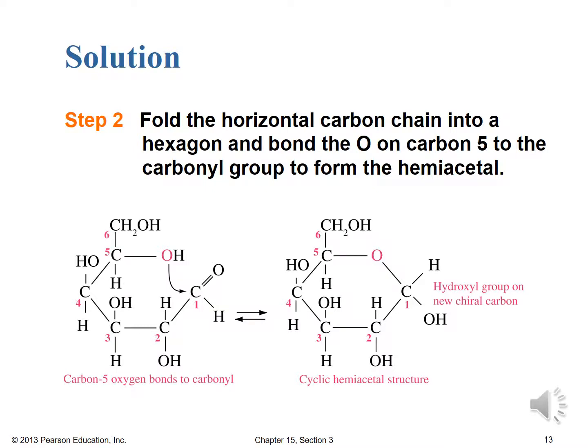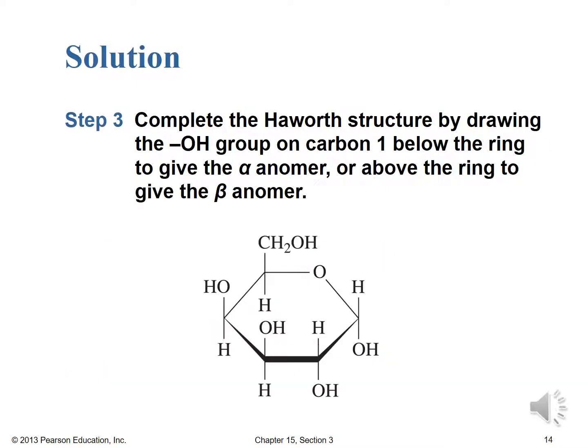And finally, in step 3, you complete the Haworth structure by drawing the OH group on carbon 1 below the ring to give the alpha anomer, or of course above the ring to give the beta anomer. But since we asked for the alpha anomer, this structure with the OH group below the plane is the correct form. So hopefully you arrived at that.